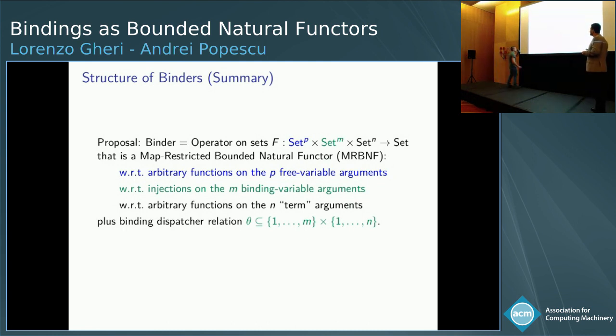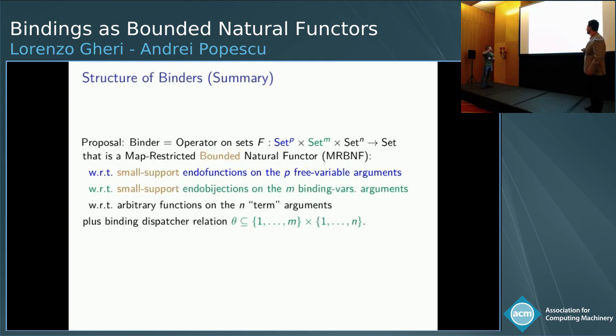Wait, okay. Oh, okay, what have you done? I just added some cardinality restriction. So here we assume functoriality only with regard to small support functions, meaning functions that are allowed to change just a number of components no greater than our fixed bound. Okay, I will not ask you about this minor change. It's all in the paper, so let's move on.